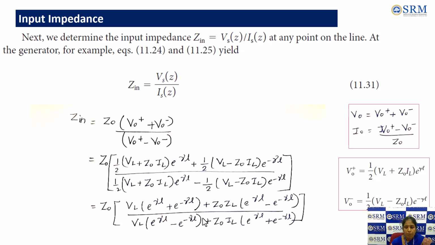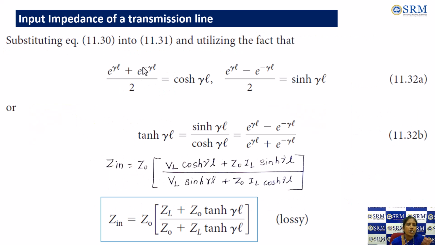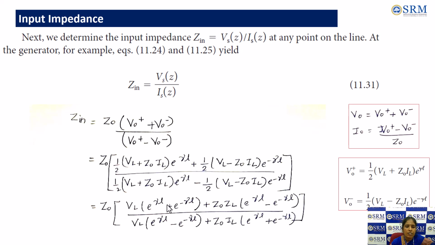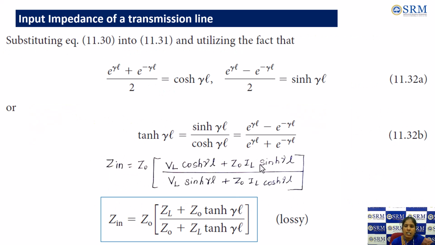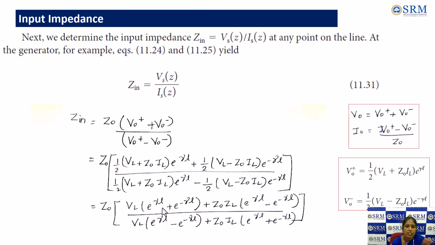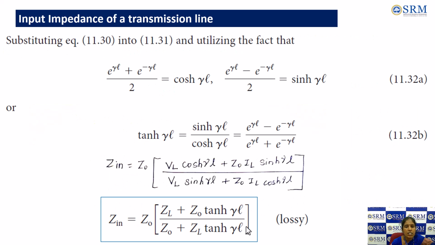So now we are going to apply the trigonometry. So we know that e power gamma L plus e power minus gamma L by 2 is equal to cosh gamma L. Similarly, e power gamma L minus e power minus gamma L by 2 is sinh gamma L. And after applying these, we get Zin equal to Z0 into numerator VL cosh gamma L plus Z0 IL sinh gamma L, denominator VL sinh gamma L plus Z0 IL cosh gamma L.